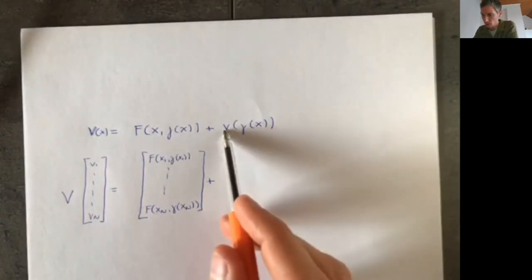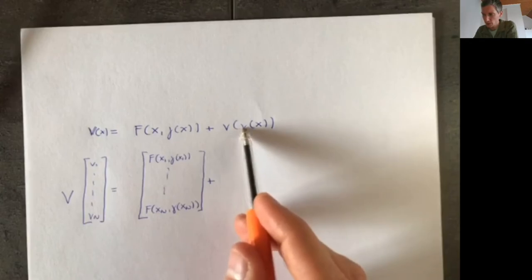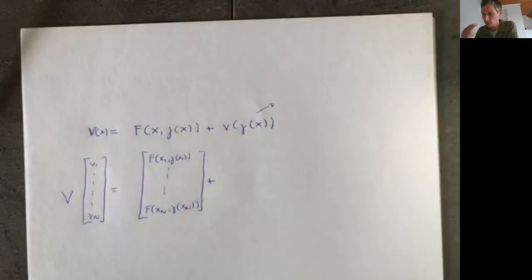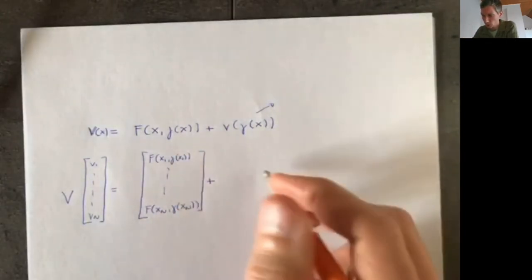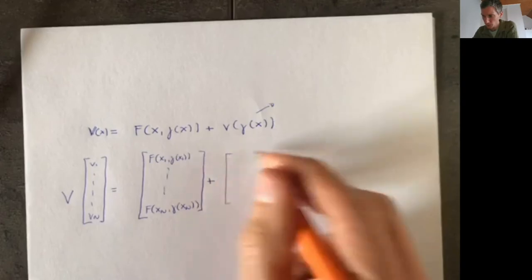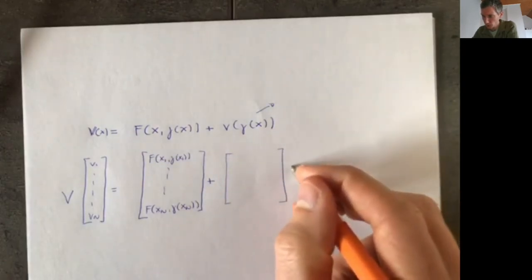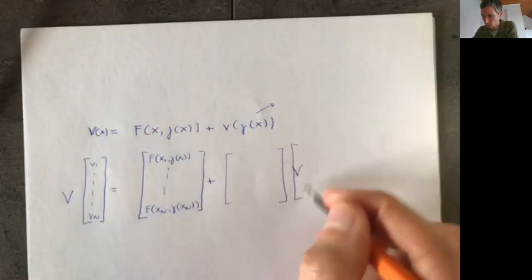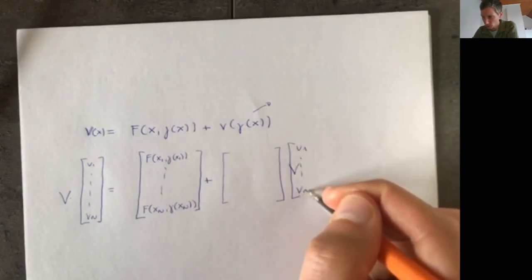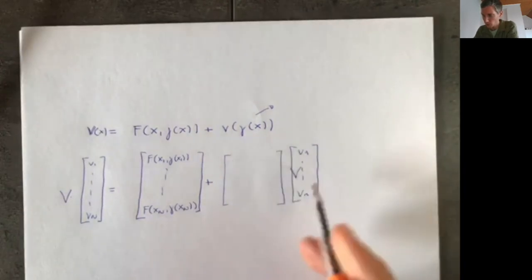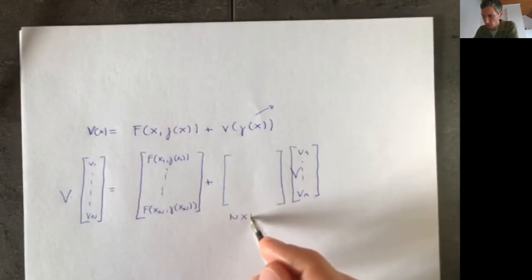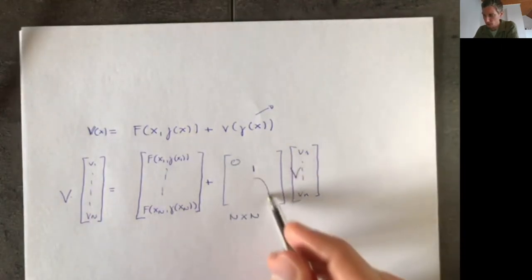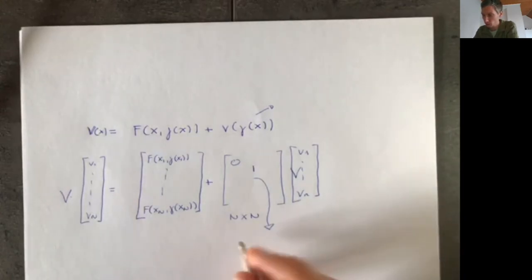And now here, what's this? This is v at gamma of x. And you know that gamma of x, we put this in a vector. So basically we would like to write this as some matrix times this same vector v, because we're computing the fixed point. So times v1 to vn. Here we can do this by making an n by n matrix with zeros and ones. And when will we have a one?